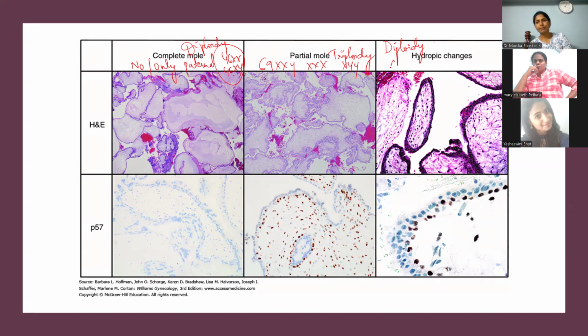So it will be both maternal component and paternal component. Because it has both maternal and paternal, this also will have P57 immunostaining positive. So based on the karyotyping and the histopathology, you will know whether it is a complete mole, a partial mole, or a hydropic fetus. Okay, understood? So if you have a diploid picture along with P57 positive, obviously it is a hydropic feature. But if you have diploidy but P57 is negative, it is a complete molar pregnancy.